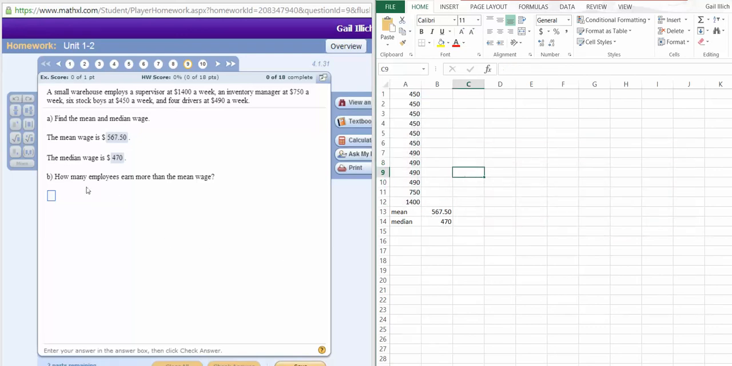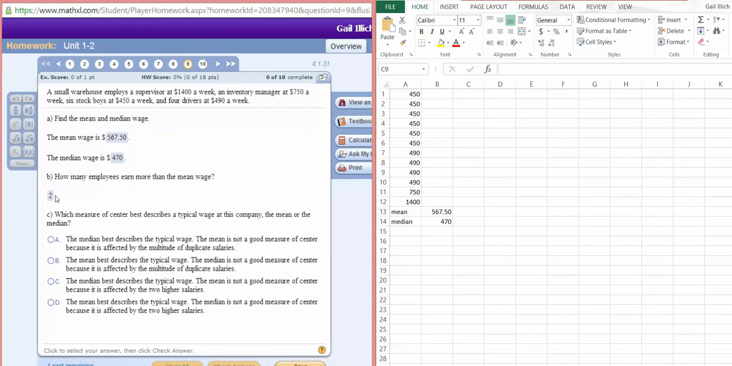So now the question is, how many employees earn more than the mean? The mean was 567.50. So we see that there's just 2 employees that earn more than 567.50. So 2. You probably could answer that without sorting it, which is kind of fun.